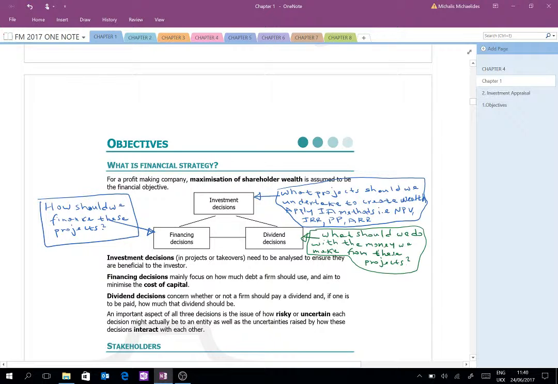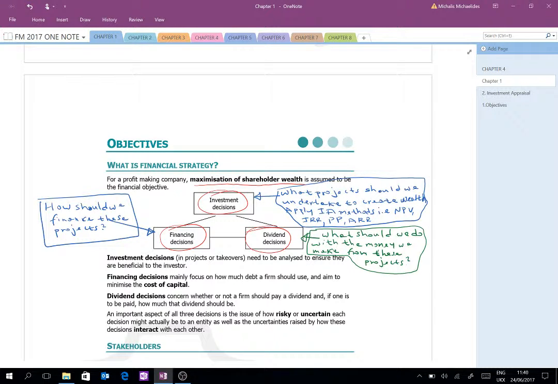Now, what is a major objective of a profit-making business? The major objective is to maximize shareholders' wealth, to maximize the wealth of its owners, in other words. And to achieve this, a business should be in a position to take a number of decisions. In this particular module, financial management, we are going to look at 3 different decisions which affect the wealth of our shareholders. We have the investment decision, the financing decision, and the dividend decision. These decisions are interrelated. Investment decision affects also financing and dividend decisions.